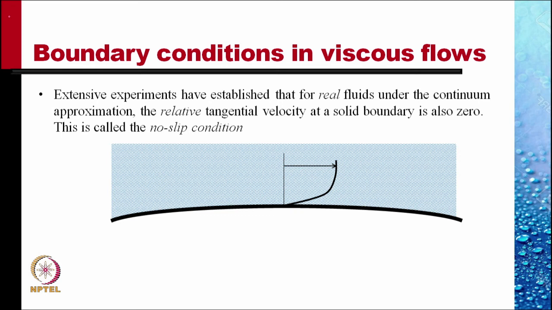The other exception is for rarefied flows. When the density of the fluid is so low that the body dimensions are of the same order as the mean free path, then the no slip condition cannot be applied. There would be slip at the boundary.